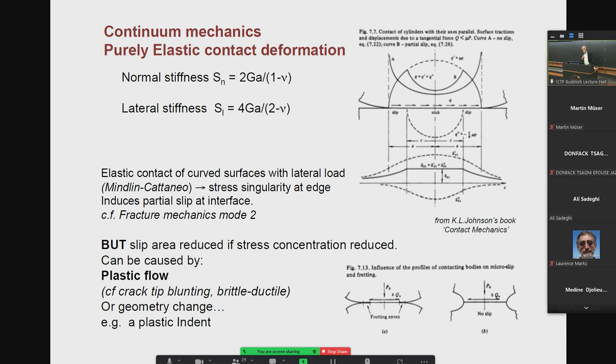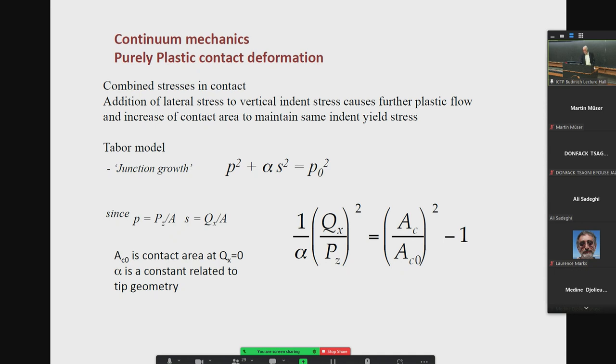That's great if it's purely elastic, but if you have plasticity, right? You get blunting of those crack tips, and in fact, for indents, you don't see this process at all, right? So plastic indents don't actually have that process. So the process of sliding when you've got plasticity is not the same as you would expect from all those elastic classical calculations.